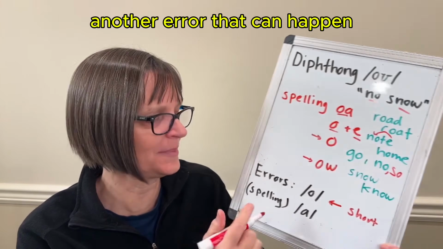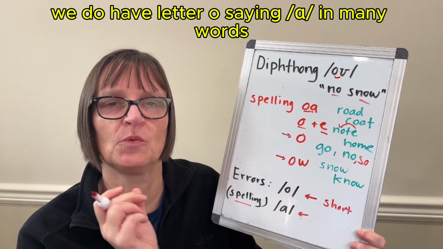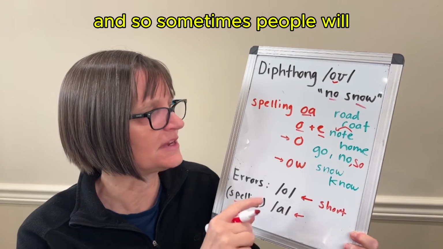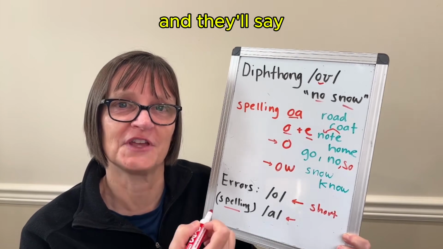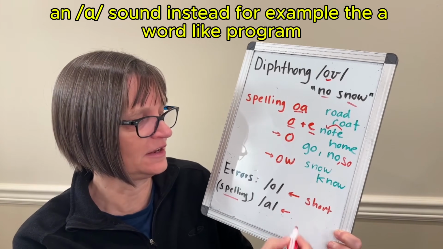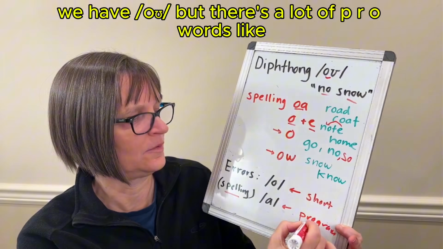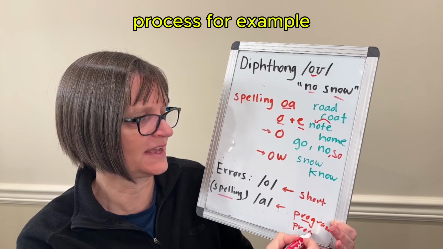Another error that can happen is based on how words are spelled. As you're learning English, we do have letter O saying ah in many words. And so sometimes people will find a word that should have the O and they'll say an ah sound instead. For example, a word like program, we have O, but there's a lot of PRO words like process, for example.